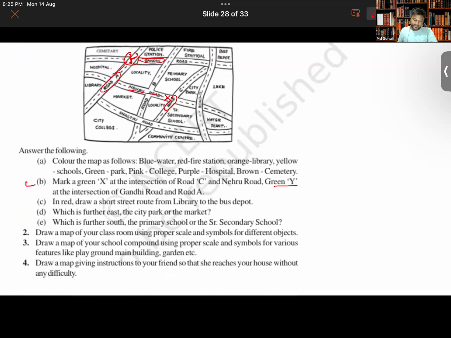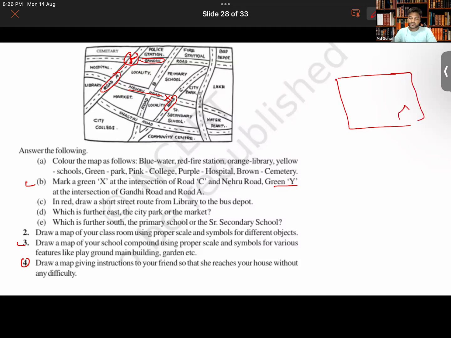Now question number 2 that you have to do yourself. Draw a map of your classroom using proper scale and symbols of different objects. So you guys can do it. Now the third one, draw a map of your school compound using proper scale and symbols for various features like playground, main building, etc. The fourth one, draw a map giving instruction to your friend so that she reaches you without any difficulty. So these are basically pretty simple questions, and that can be performed by you guys as well.